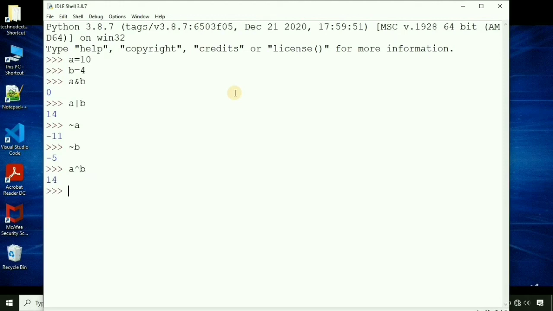Bitwise left shift. A left shift 2. It will be shifting the bits of variable A towards the left by 2 digits. So the output will be 40. Bitwise right shift. It will be 2.